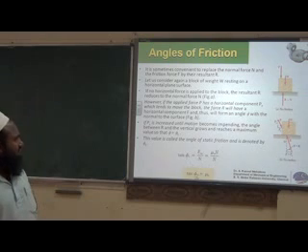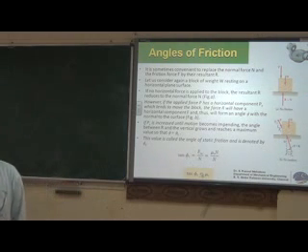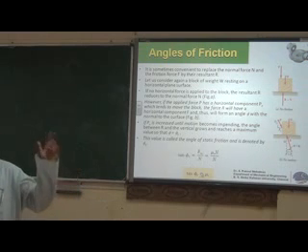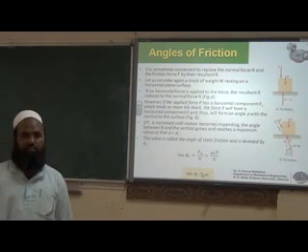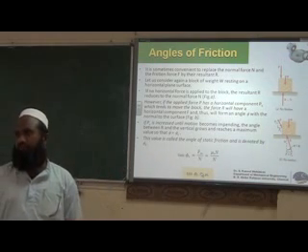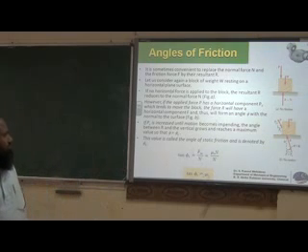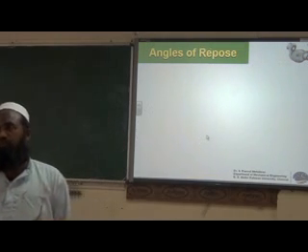We can say tan phi s equals mu. Or the tan of the angle of static friction equals the corresponding coefficient of friction. Tan of angle of friction equals the corresponding coefficient of friction. So this is known as the angle of friction. Tan phi equals mu. And there is another angle called the angle of repose.